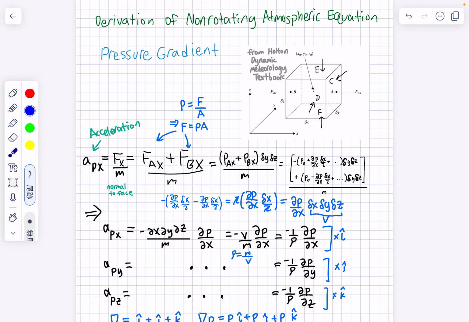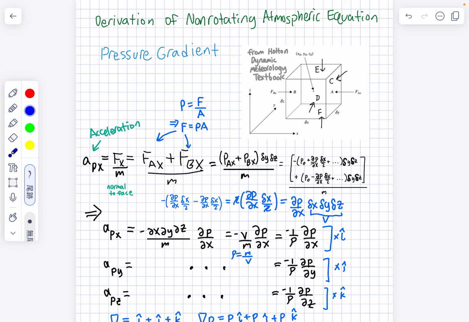By definition, force is equal to mass times acceleration, so the acceleration in the x direction is equal to the force in the x direction divided by mass, and the force in the x direction is the sum of the pressure force through wall A and the pressure force through wall B. Since F is equal to pressure times A, we can move the A to the left-hand side, and we now get pressure on the A face in the x direction plus pressure on the B face in the x direction, times the area, which is delta y times delta z, for these two sides.